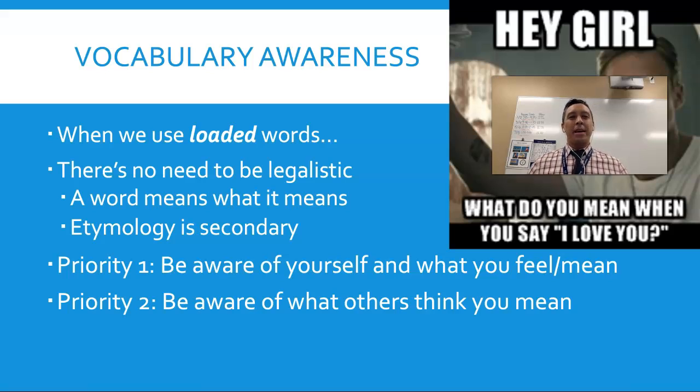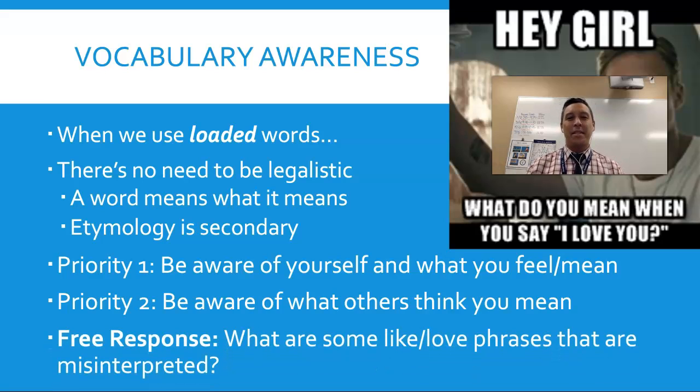And so priority one and priority two is knowing what you mean and knowing what they mean, being considerate of the other person. And it's not only the word love that can be misinterpreted. There are gestures, there are words that you can say.